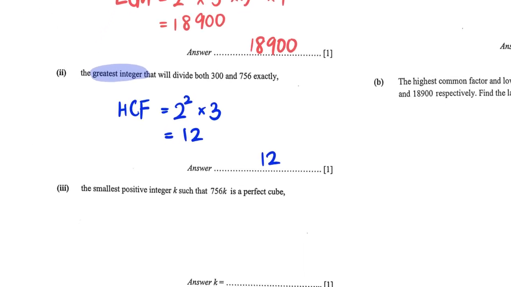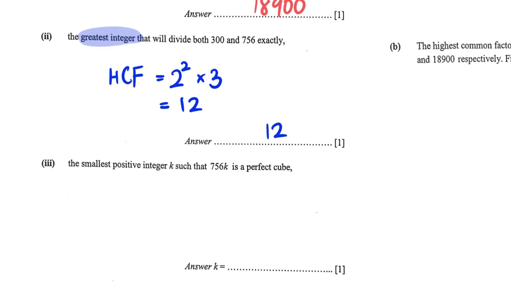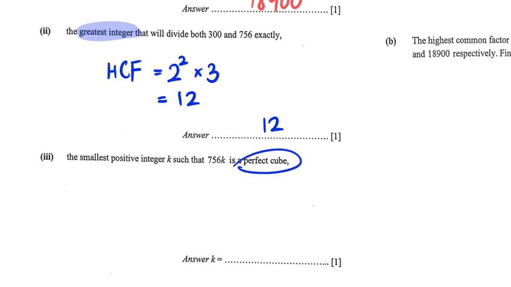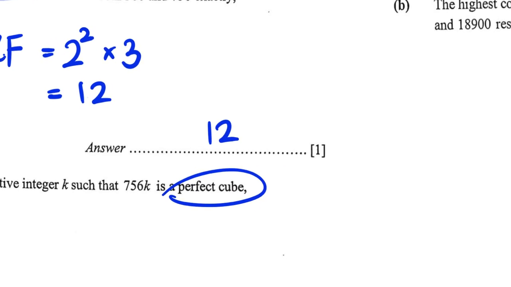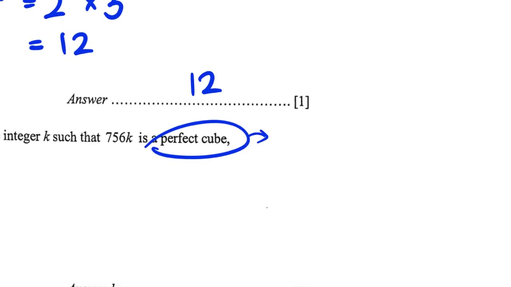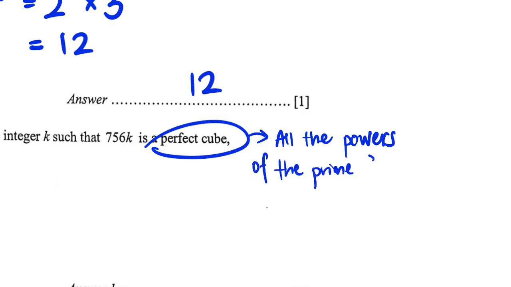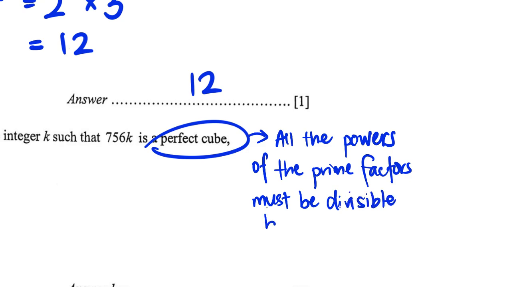Moving on, to make sure that this K, where 756K is a perfect cube, this means that all the powers of the prime factors must be divisible by 3.